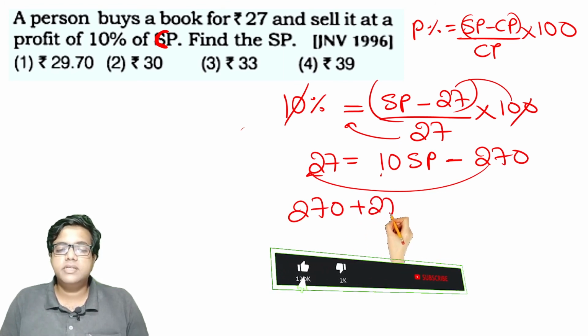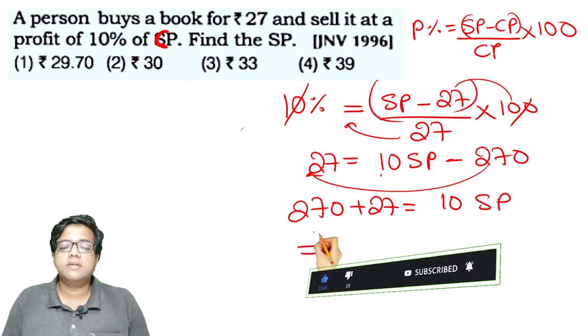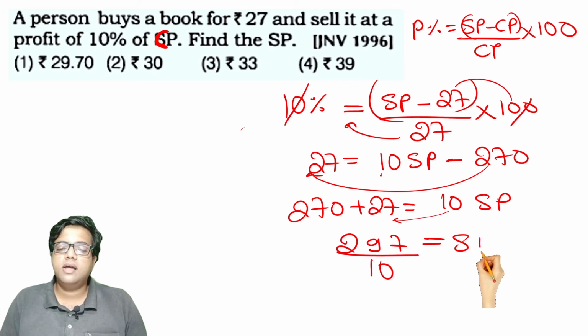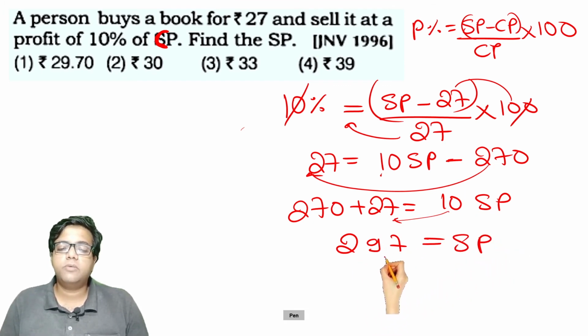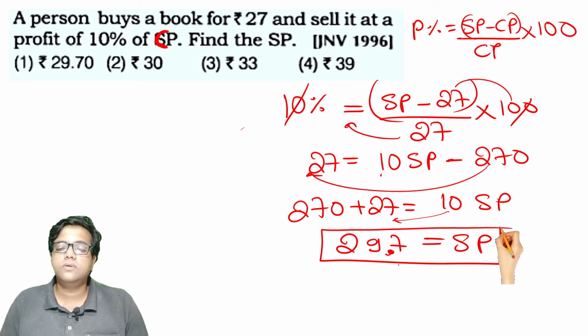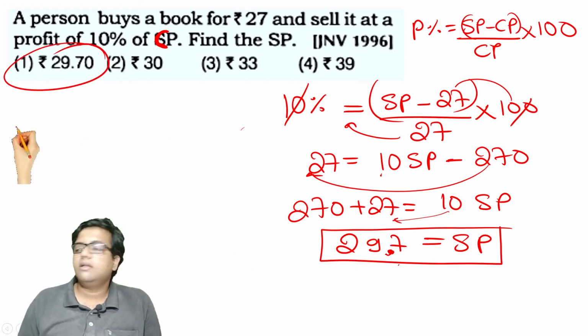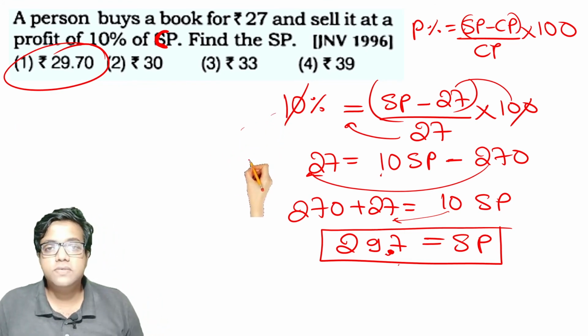270 plus 27 is equal to 10 into selling price. 270 plus 27 gives you 297, which is equal to 10 SP. 10 goes down, and you are left with selling price. When you divide a number by 10, there will be a decimal point after one digit. So selling price is equal to 29.7 rupees. 29.7 rupees is available in option 1, so option 1 is the right answer for this question.